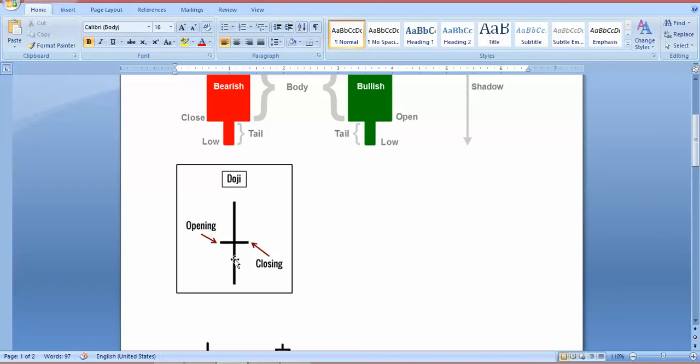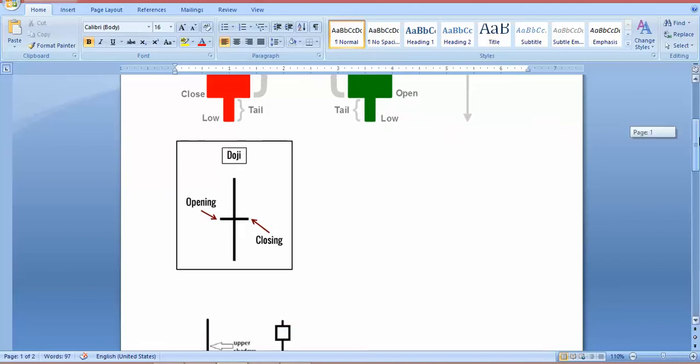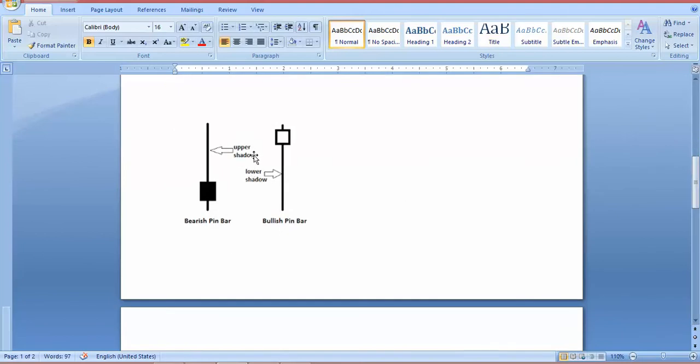Okay, so basically that's how it is. We'll see more of that later. Now the next one that people really like, this candle, the pin bar.